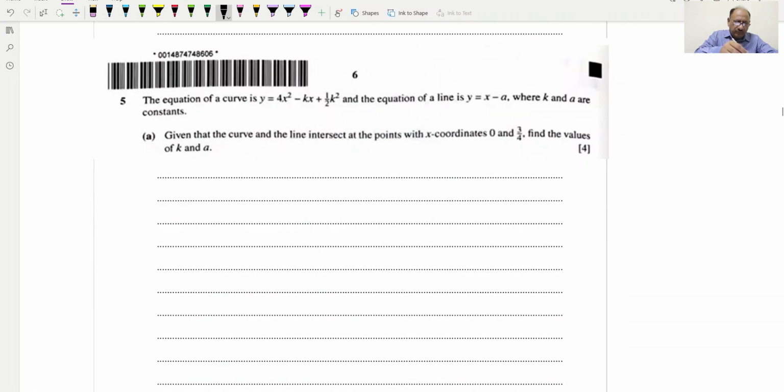Now question number 5. The question says the equation of the curve is y is equal to, this equation of the curve is provided, and the equation of the line is also given, y is equal to x minus a, where k and a are constants. A part: given that the curve and the line intersect at the point with x-coordinates 0 and 3 by 4, the values of k and a are required, and this is a 4 marks question.